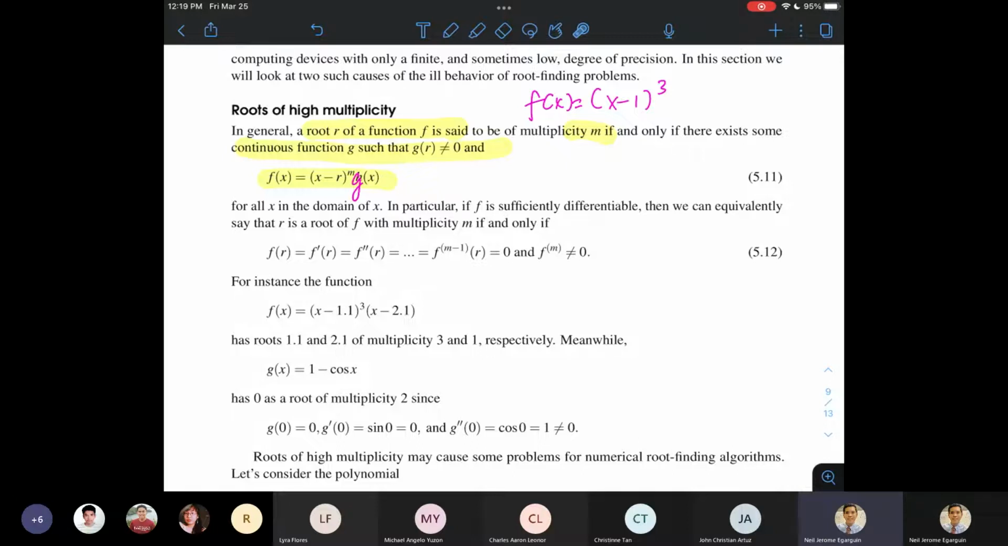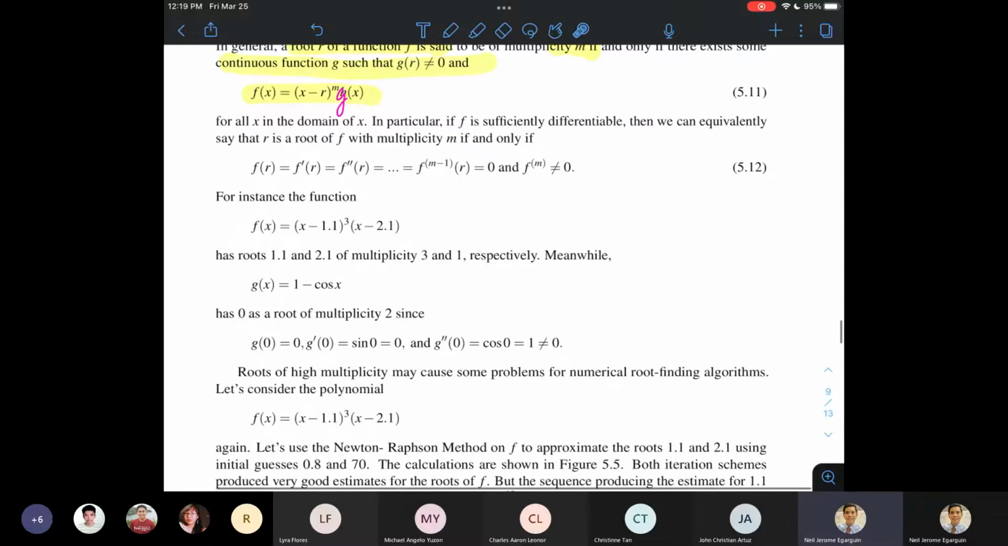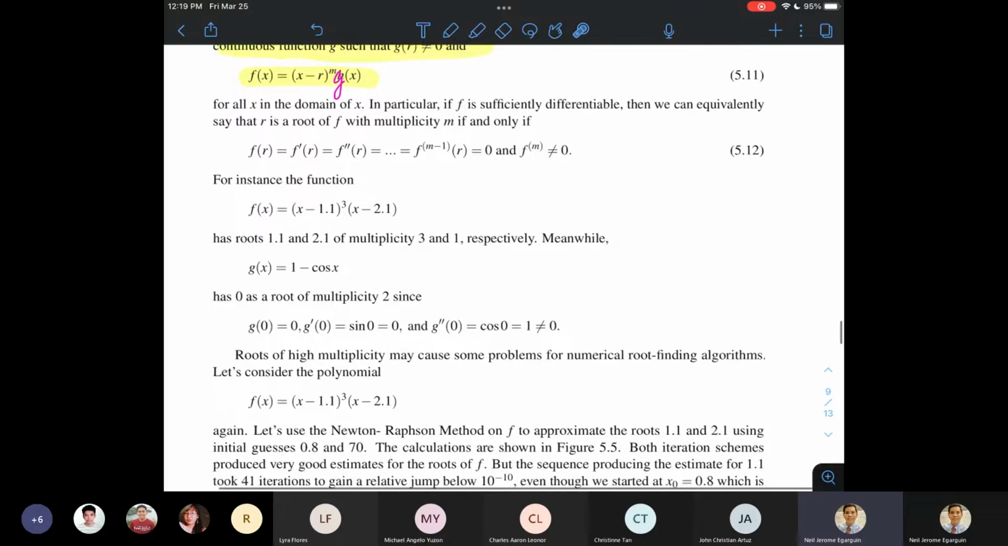So if f is sufficiently differentiable, then we can say that r is a root of multiplicity m when r is not only a root of f, but also a root of all the derivatives of f up to order m minus 1. So again, r is a root of multiplicity m if f prime, f double prime, until the (m minus 1)th derivative at r vanishes. So dapat magsi-zero sila lahat, pero yung mth derivative ay hindi nagsi-zero.